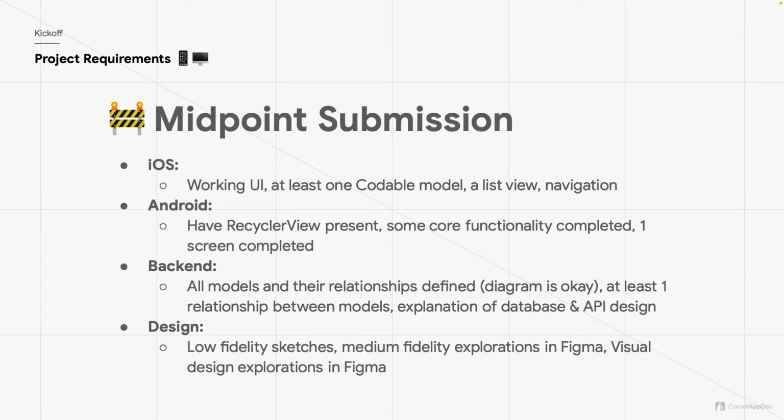So here are the midpoint requirements. So for iOS, you have to just have some working UI. Please make it compile. Your models must be codable, so something that you're planning for integrating with an API, some list, and it doesn't have to be fully implemented. It doesn't have to have networking at all. All of your models can be hard-coded. And then lastly, you need just at least some form of navigation. So one pushed controller, one presented controller, or a navigation controller.